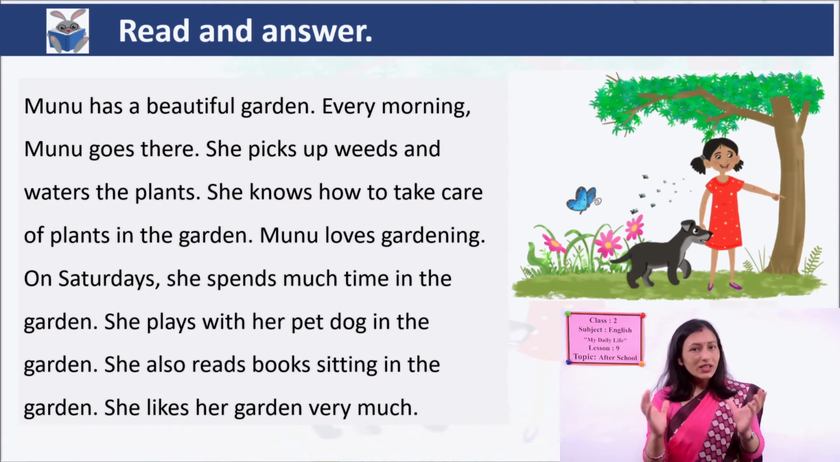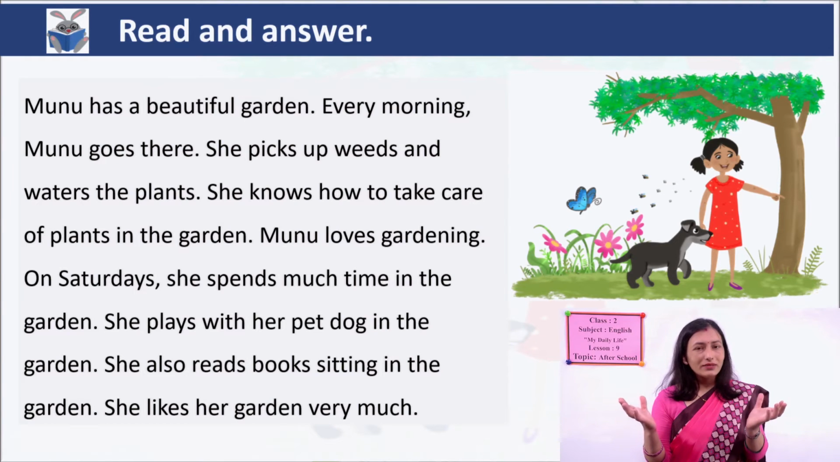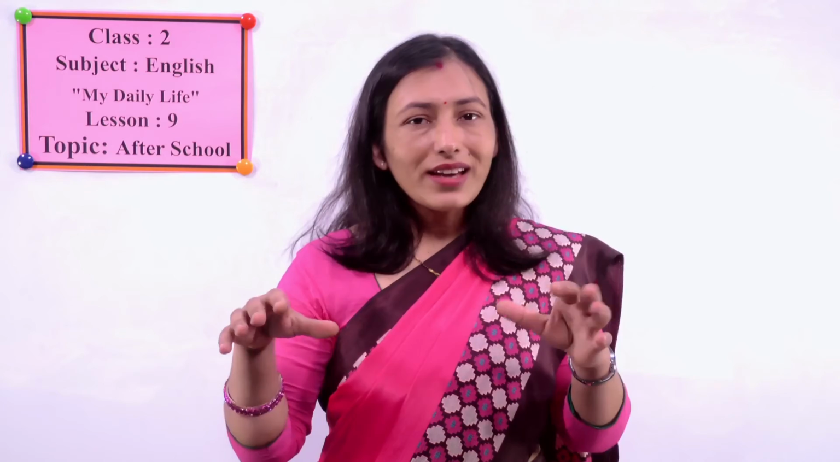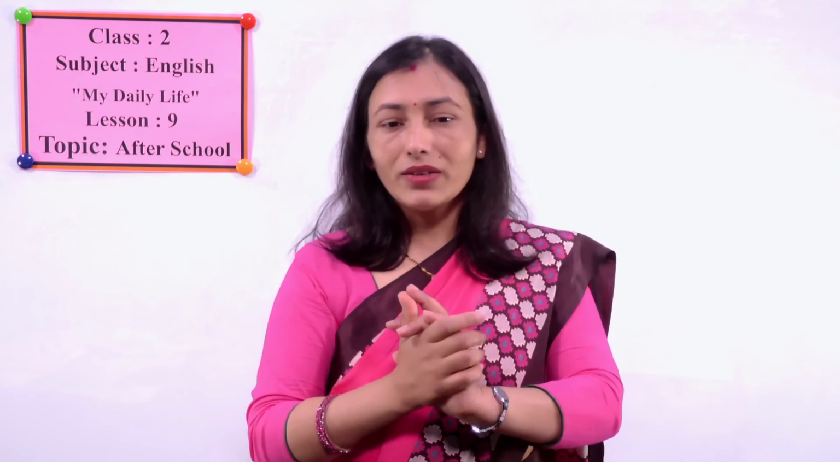Okay, and what does she know about the garden? What does Munu know about the garden? Yes, how to take care of plants. Very good. And what does she love? She loves her pet dog. Yes, she loves, but she also loves what? Good, gardening. That means planting flowers, trees, yes, and working in the garden. She loves gardening. Good.